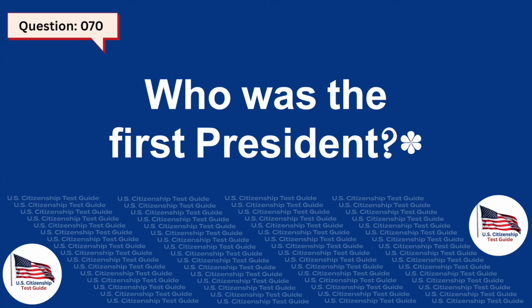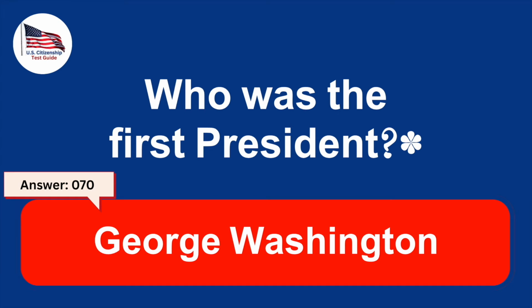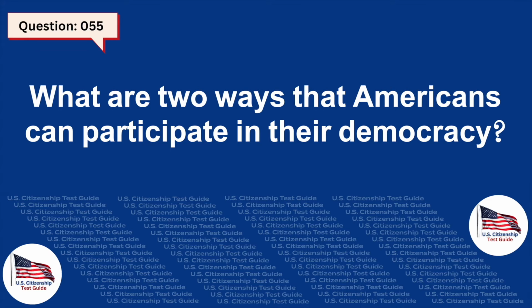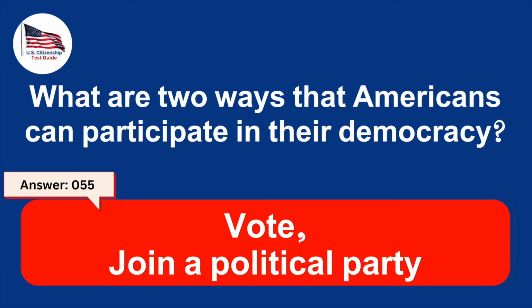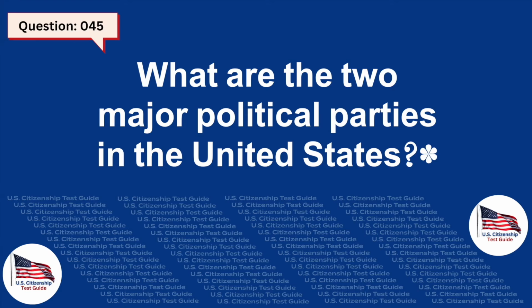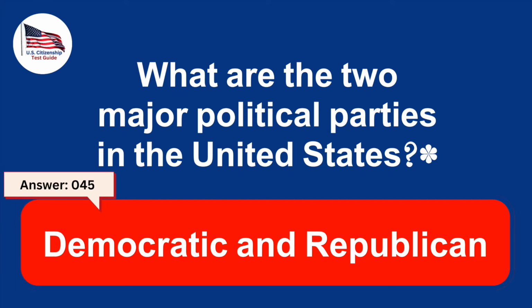Who was the first president? George Washington. What are 2 ways that Americans can participate in their democracy? Vote. Join a political party. What are the 2 major political parties in the United States? Democratic and Republican.